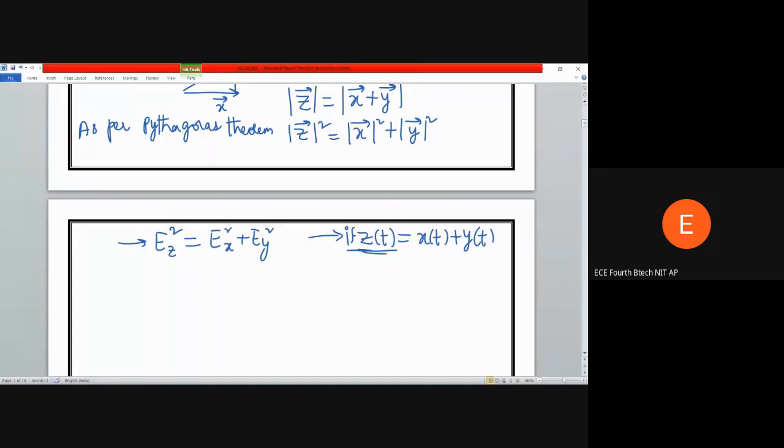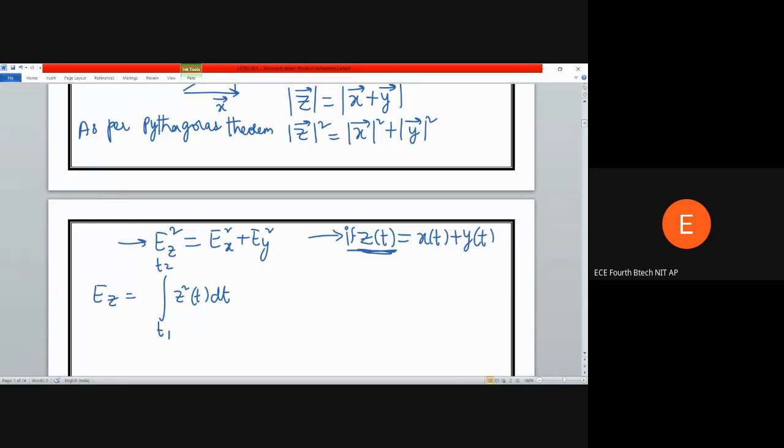We will try to calculate the energy of the signal z of t. So the energy of the signal z of t, Ez, is equal to the integral, if you are more specific about the time, from t1 to t2 of z square of t dt. This is what we are going to have.